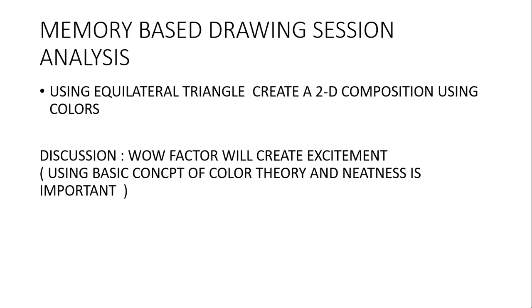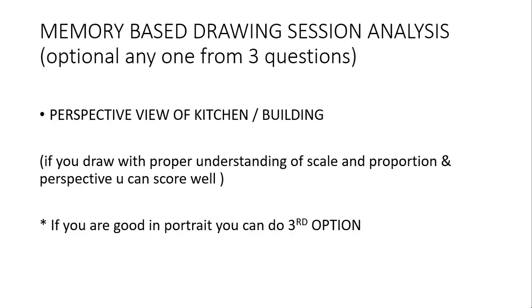The second question had an option of 3. It was a perspective drawing, and they asked about the perspective of a kitchen or a building, or the third option was a portrait of your parent or a grandparent. If you are good at portraits, then you can go with the third option. Else, for the kitchen and the building, with a proper understanding of scale, proportion and perspective, you can score well.